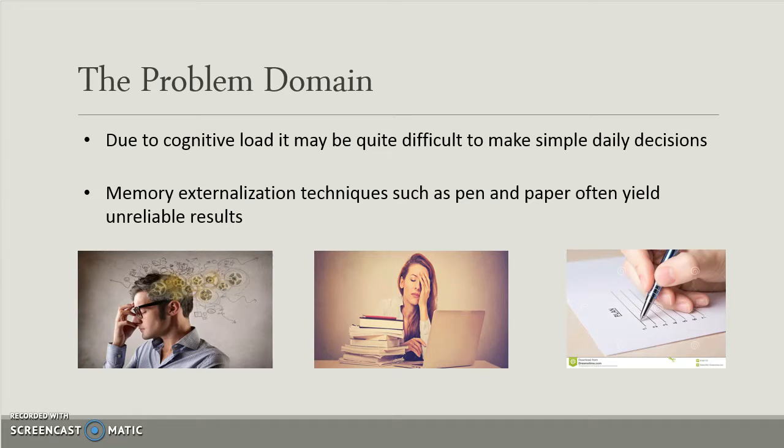Recalling that our problem domain highlighted the increase in cognitive load, which referred to the total amount of mental effort in working memory. This would have made it difficult for individuals to make simple decisions. Additionally, we were also reminded that the use of memory externalization techniques, such as pen and paper, weren't as effective.